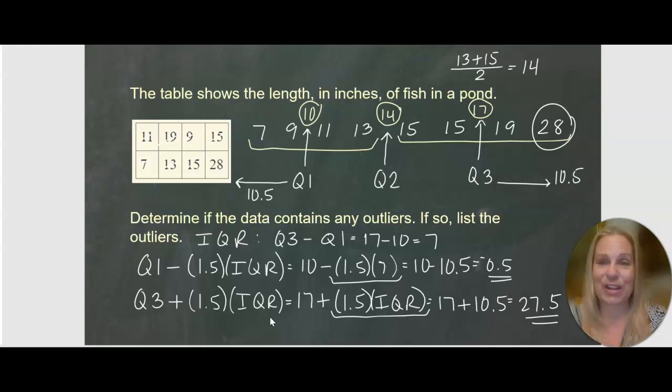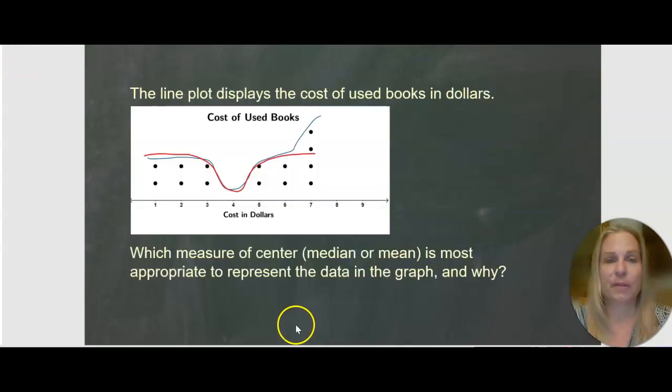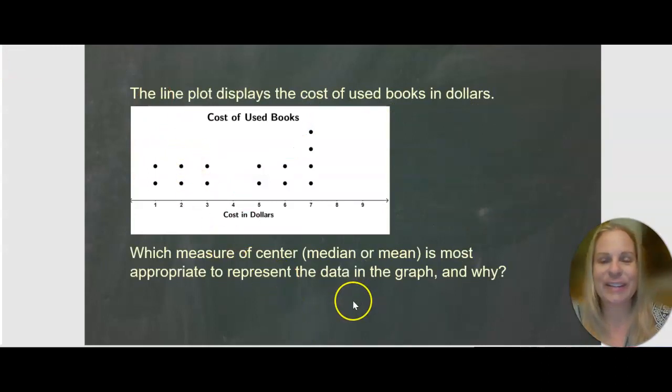All right, so let's try another one. Actually, let me erase what I wrote here. So this is our data, and we could list all of this data out and do the same thing we did in the last problem to see if there are any outliers, because that would tell us whether we should use median or mean. But there's another way.